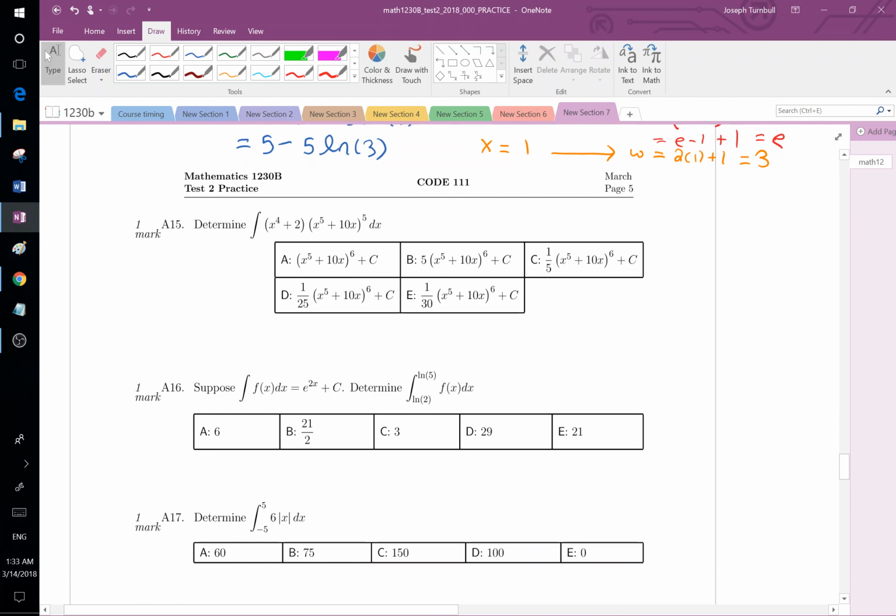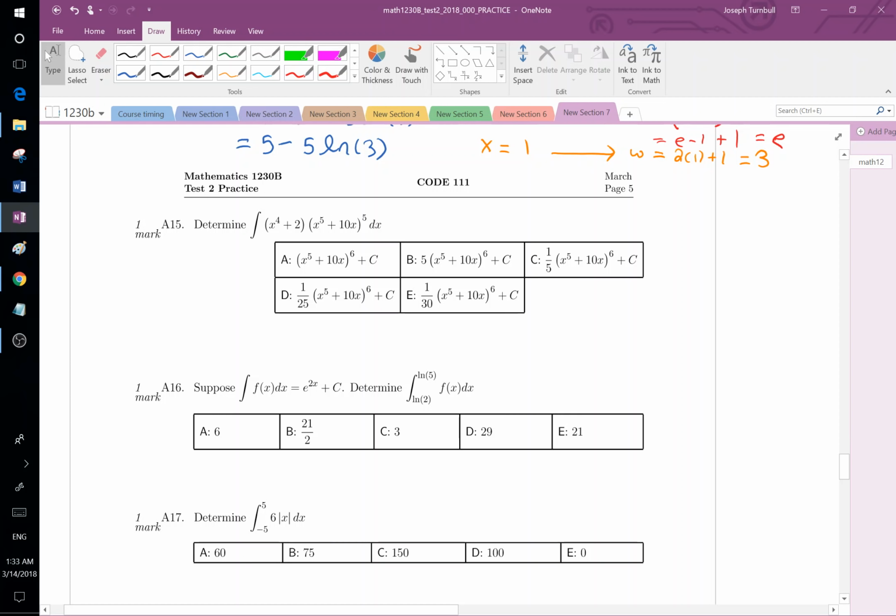Number 15. There's two normal ways to do this. Normal way number 1 is to expand out the second term, x to the 5 plus 10x times itself 5 times, and then multiply that by x to the 4 plus 2. And then take the antiderivative term by term, and then try to refactor it all. So that's one of the quote-unquote normal ways to do it.